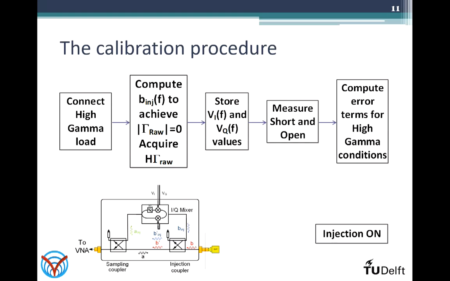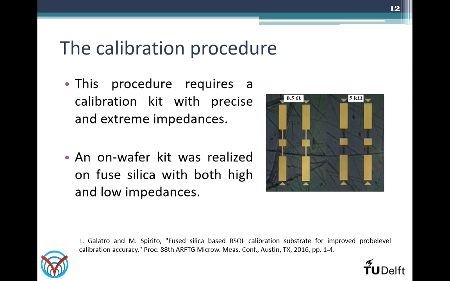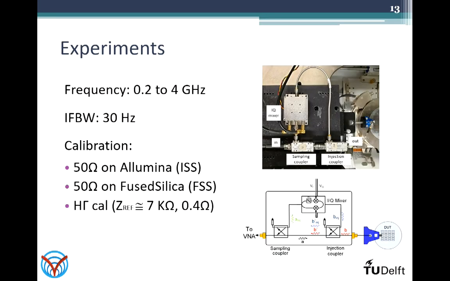We will then have obtained a set of error terms whose reference impedance is the reference impedance we used at the moment of the cancellation. Of course, if we want to perform such a calibration, we will need a cal kit with precise and extreme impedances. And for this purpose, a cal kit on wafer was realized on a fused silica substrate, both with low impedances and high impedances, and we extracted the standard parameters through EM simulation.